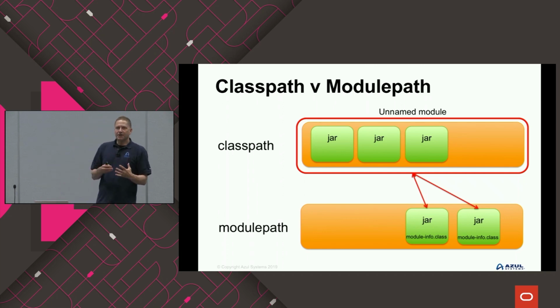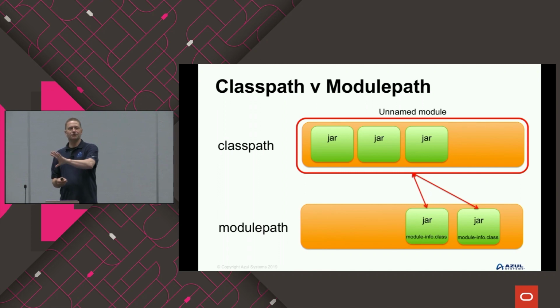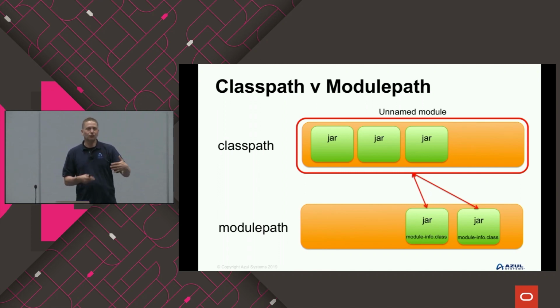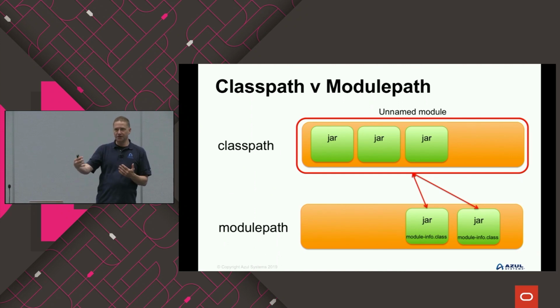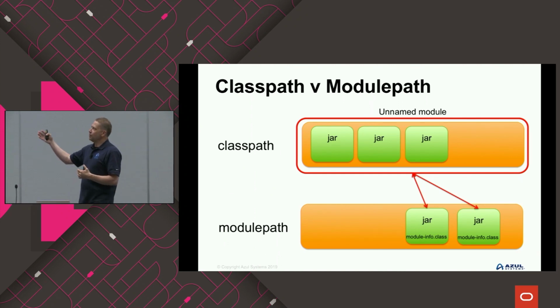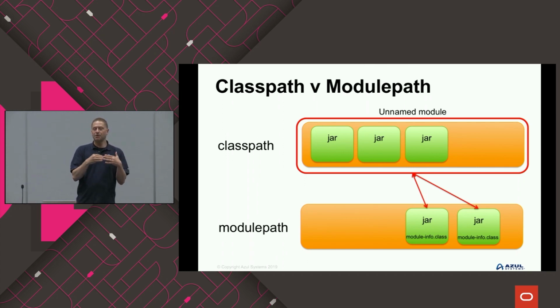If we want to migrate our application, the simplest approach is to simply ignore the module path. So we leave everything on the class path, just as we have done before, all our jar files, all our class files, and run the application with the same startup parameters that we did before. That will work because it's designed that way. The way it works is that everything on the class path, in order to integrate with the module system, becomes part of what's called the unnamed module. So the unnamed module contains everything on the class path.